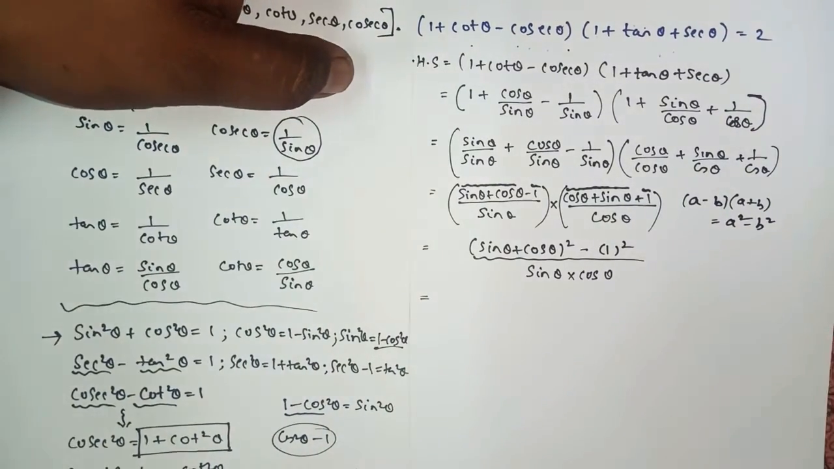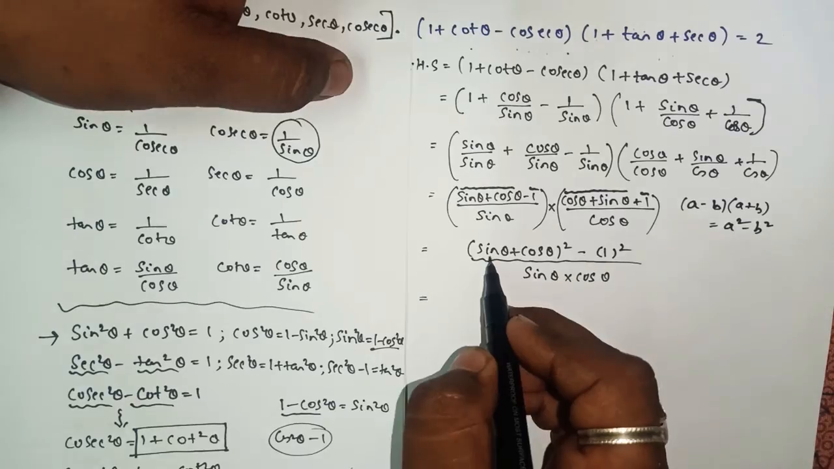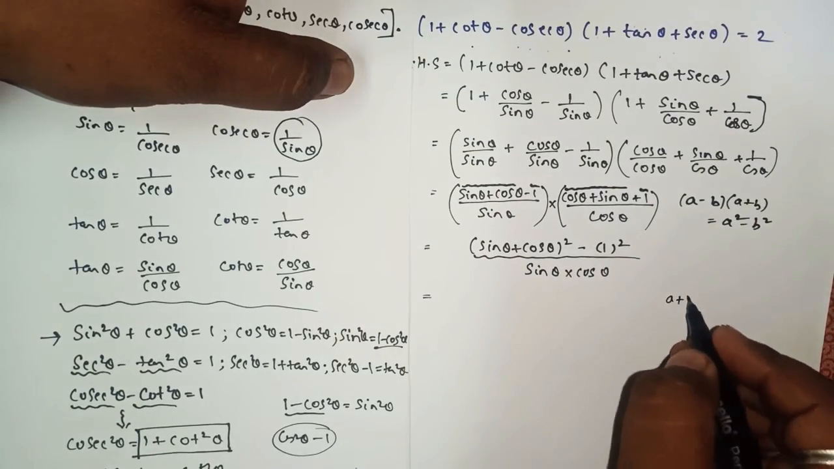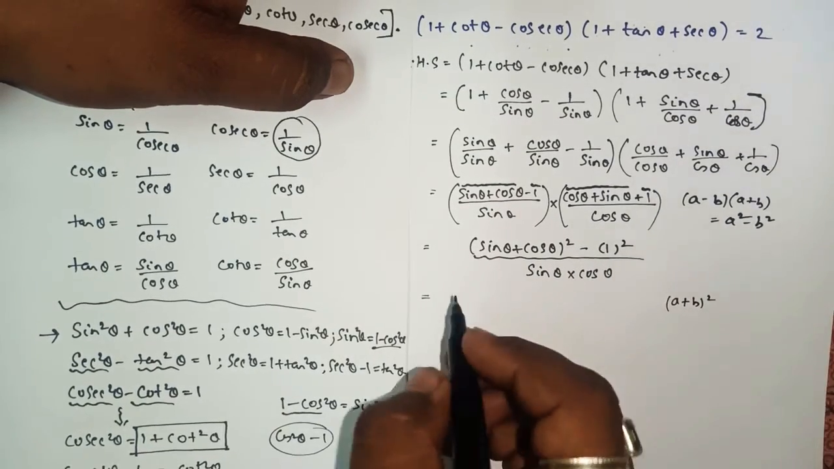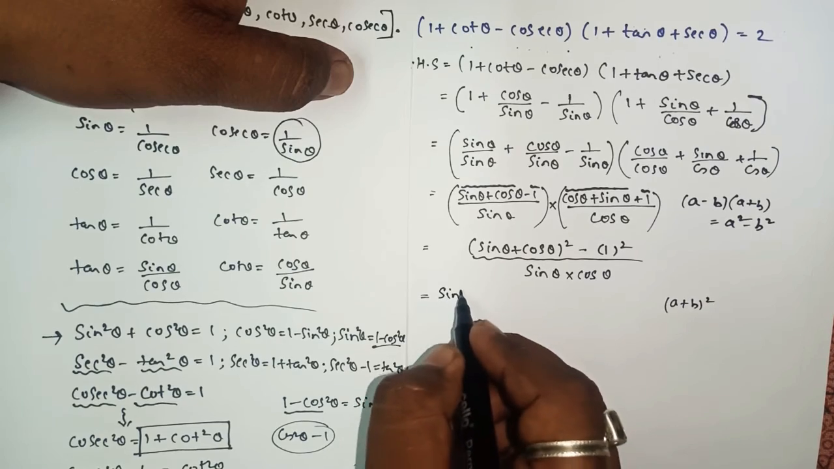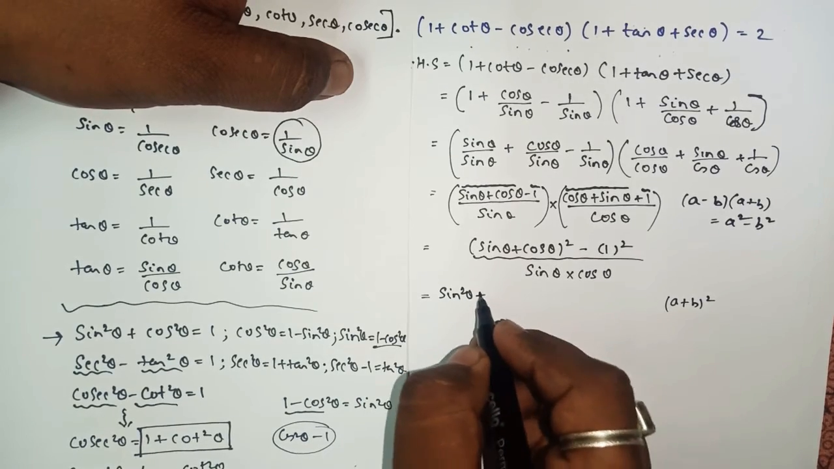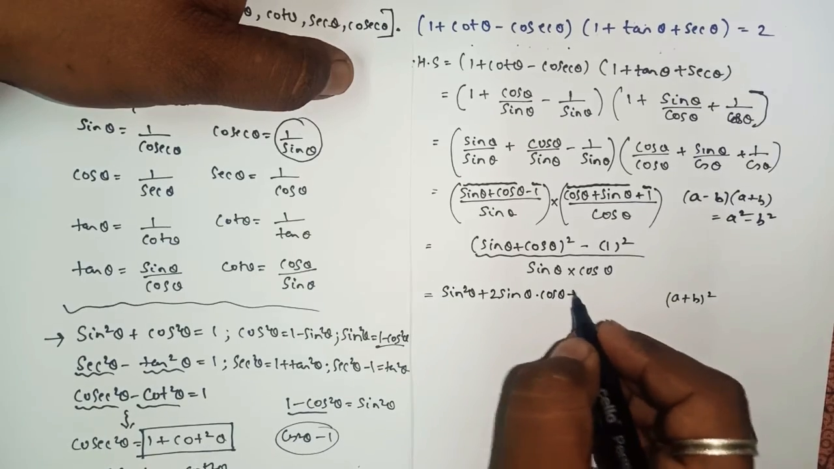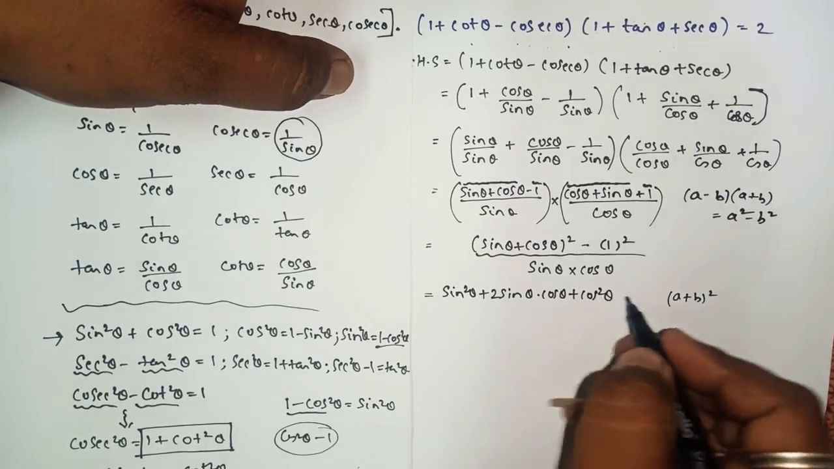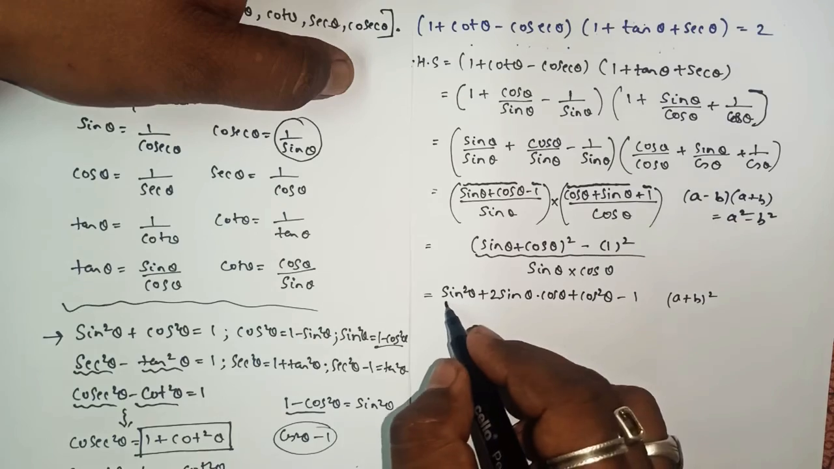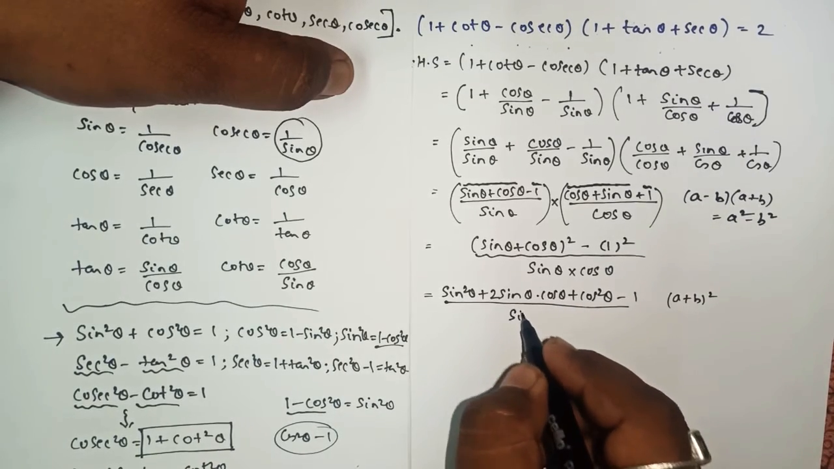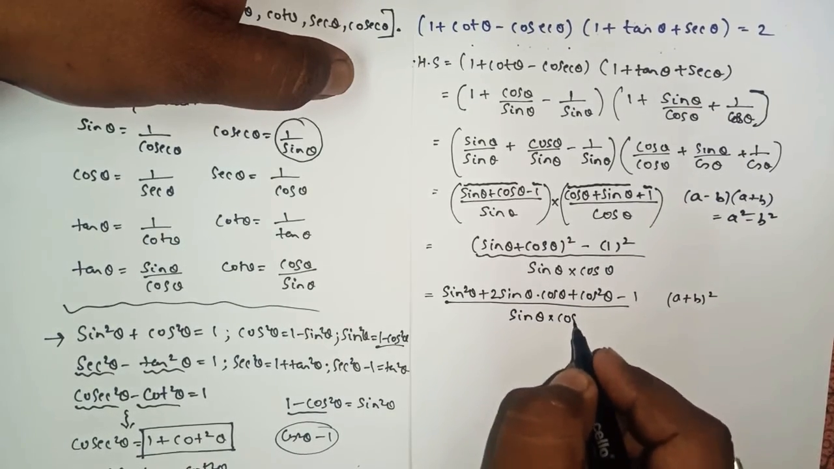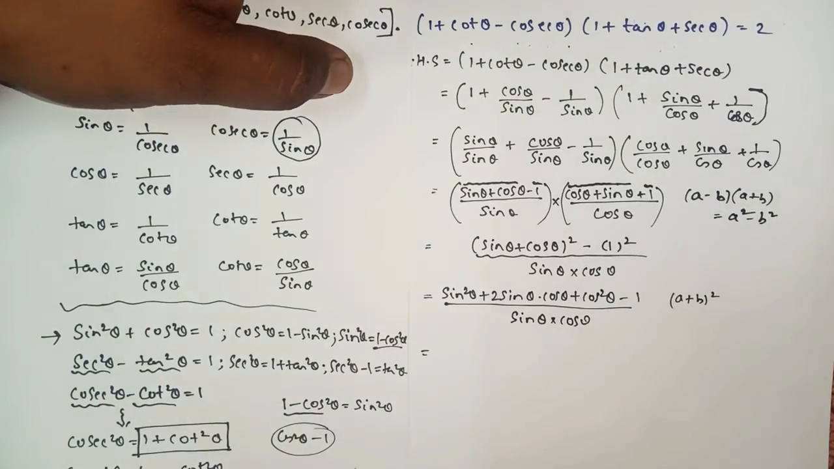Okay, now after this, it looks like what? A plus B the whole square formula, yes or no? So what is A plus B the whole square? A square plus 2AB plus B square. 1 square is what? 1. So in the denominator here we have what? Sine theta into cos theta, yes or no?